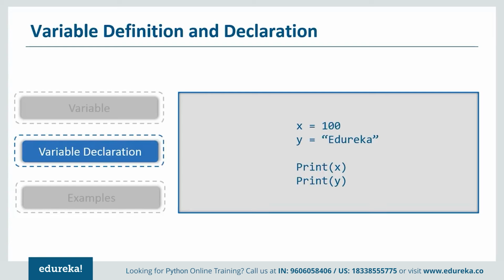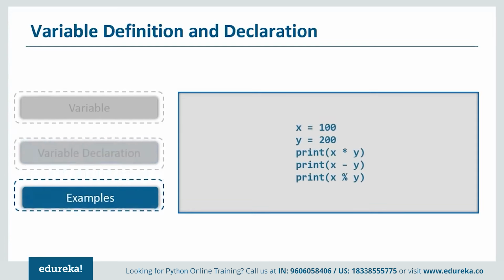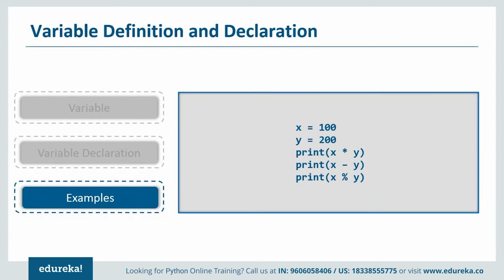You can also perform operations on these variables using the arithmetic operators. You can perform addition, multiplication, subtraction, or division as well. Now let's try to understand this in the Jupyter notebook as well.